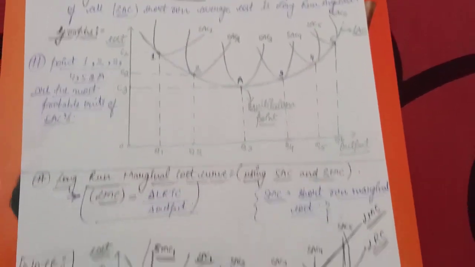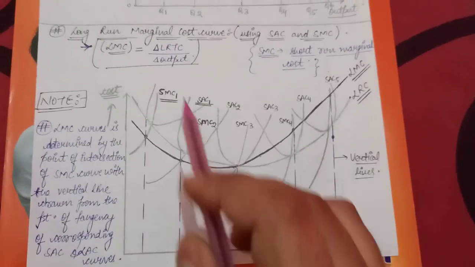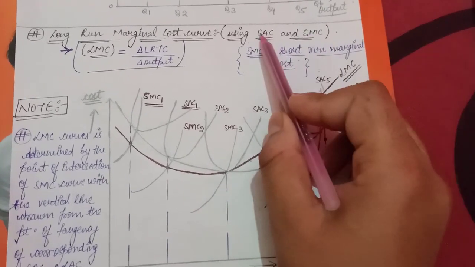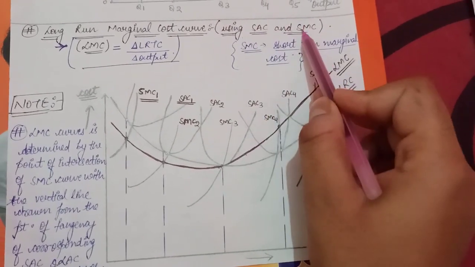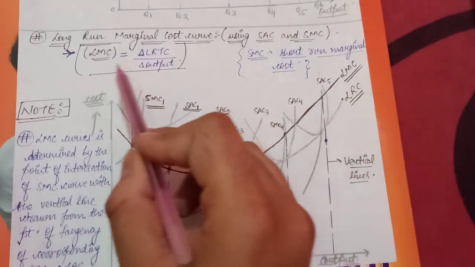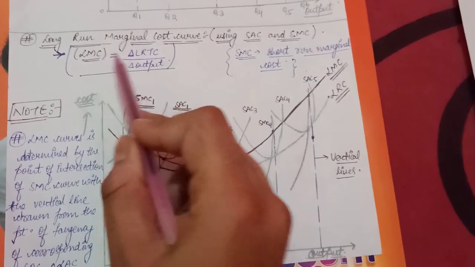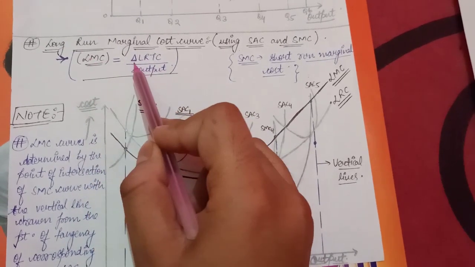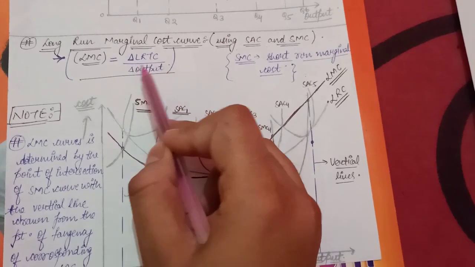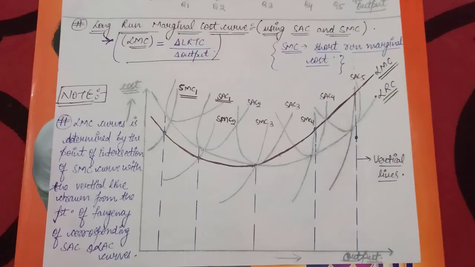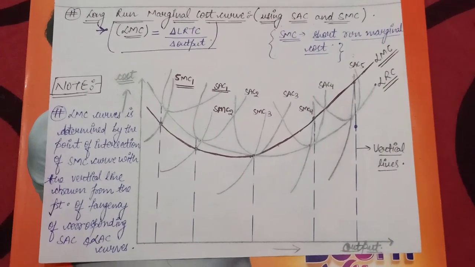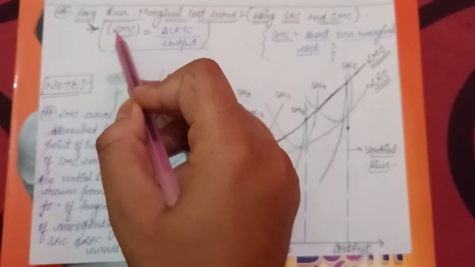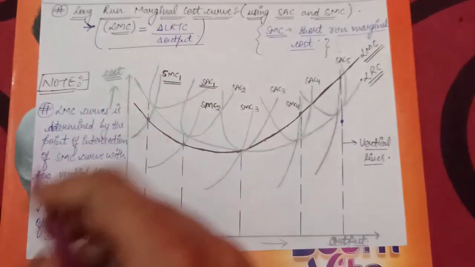Now moving ahead towards the long run marginal cost curve. So this is the long run marginal cost curve using SAC and SMC. Here SAC is short run average cost and SMC is short run marginal cost. Now basically LMC is determined by the long run cost, that is LRTC. So LMC is basically the change in long run total cost divided by the change in output. So long run marginal cost is determined by long run total cost. Here we can see by formula. So this is the formula: LMC is delta LRTC upon delta output.